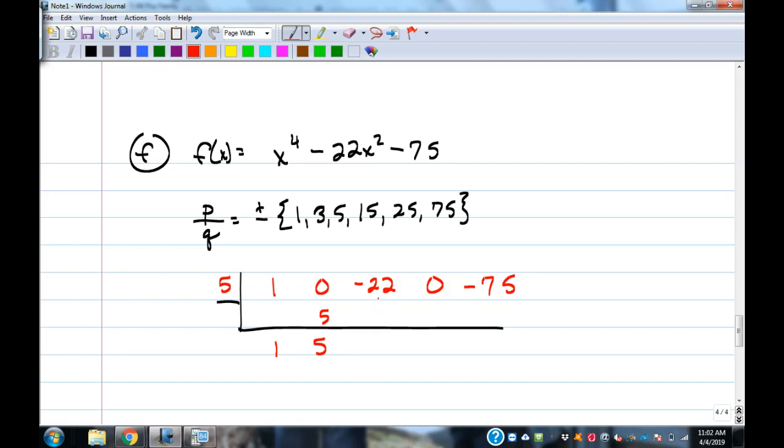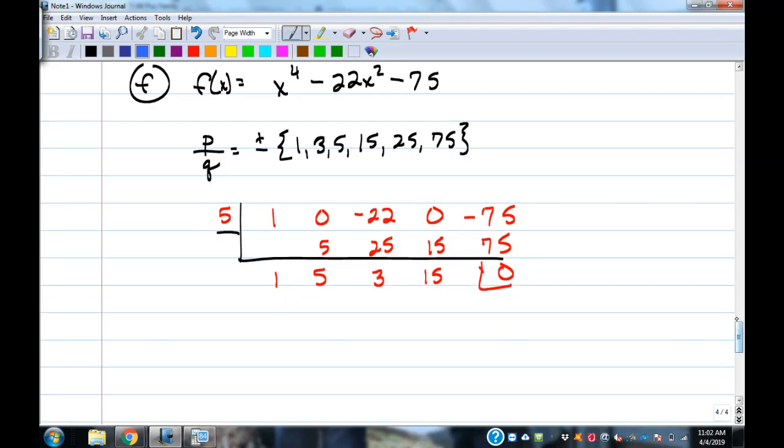5, 25, so that's 3. 15. That's 75. And hey, what do you know? The remainder is 0 right there. That looks good. But because the degree, or the highest exponent on the variable, was 4, we know 4 minus 2 is 2. So that tells me I probably should do synthetic division 2 times.